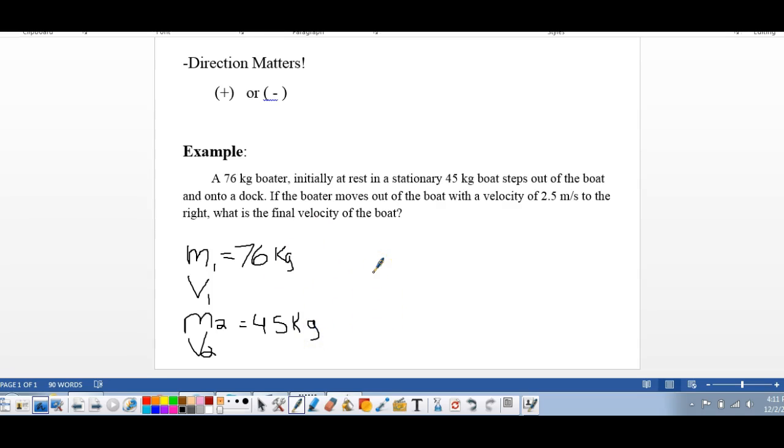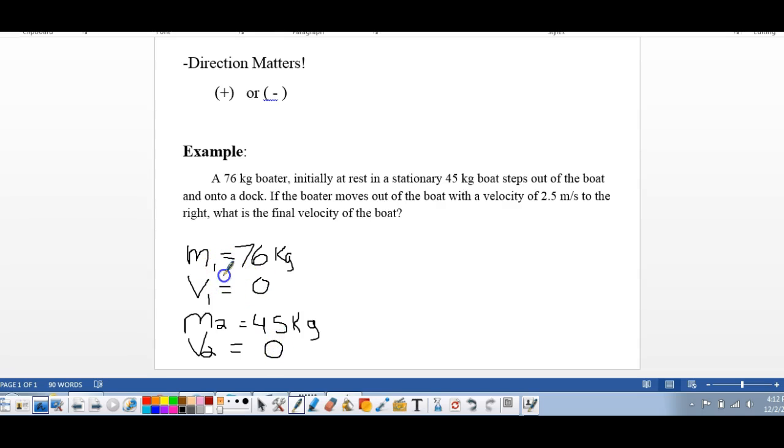Okay. And then we have a 76 kilogram boater initially at rest in a 45 kilogram boat. So velocity initial for this one is 0. And then velocity initial for the boat is 0.